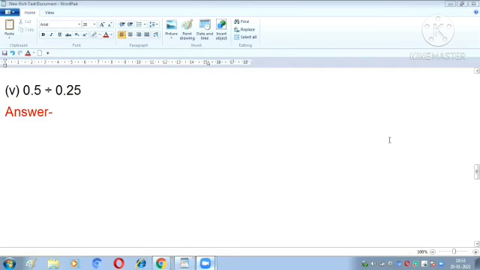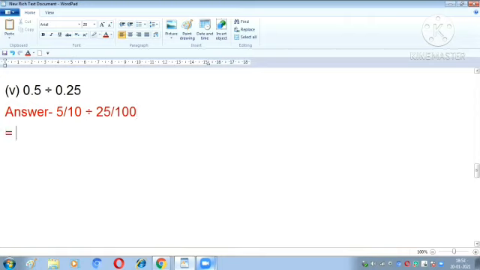Okay, so friends, let's proceed to fifth bit. So friends, fifth bit is 0.5 divided by 0.25. Okay, so first we'll write 5 upon 10 divided by 0.25. That means 25 upon 100, right?